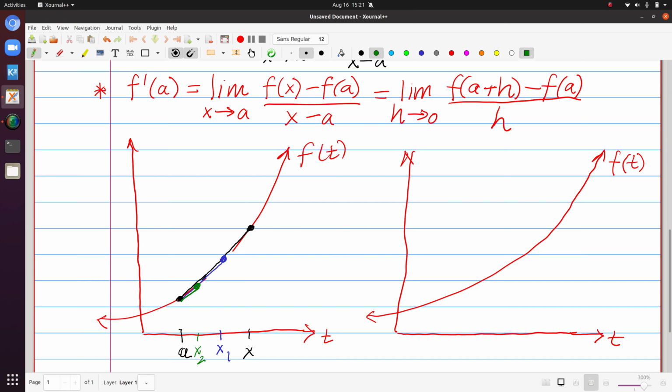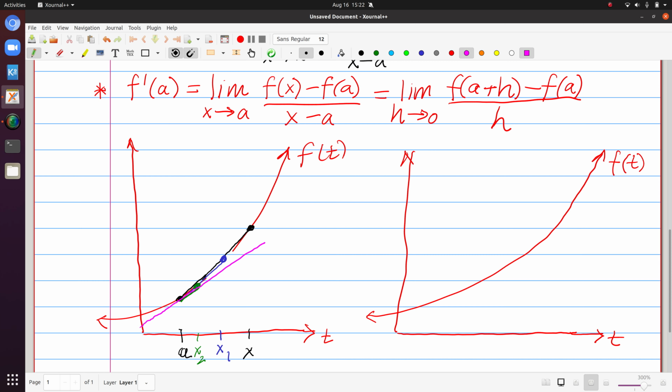And I could continue this process until the point x, as I move it closer to a, will eventually collapse onto a. And instead of having these secant lines, we would have what's known as the tangent. The slope of that line would represent that limit, and that's what we're calling f prime of a there. So that's the line tangent to the graph of f of t at t equals a. But I'm going to argue that that's the same thing that we get with the limit on the right-hand expression here.